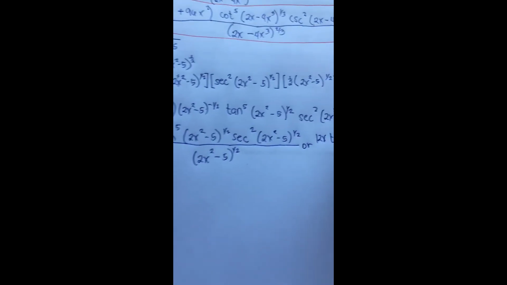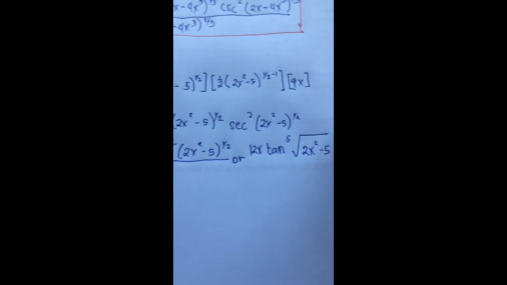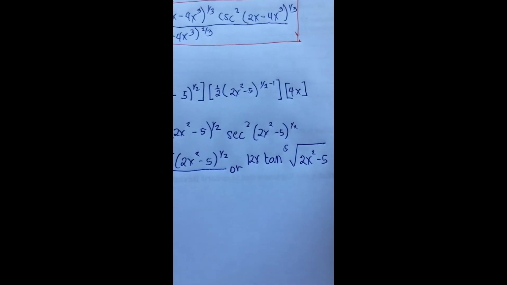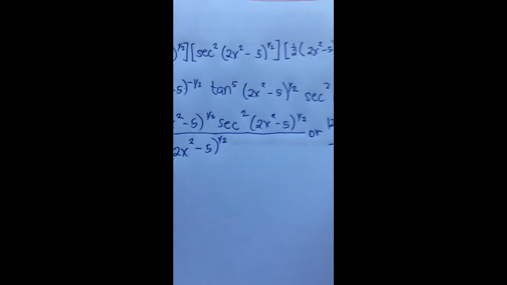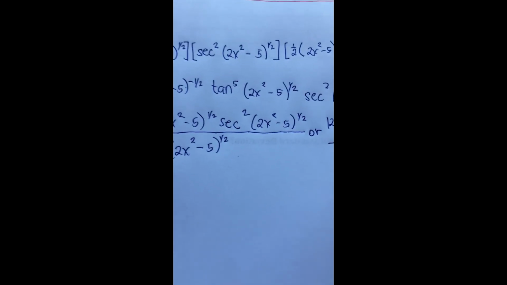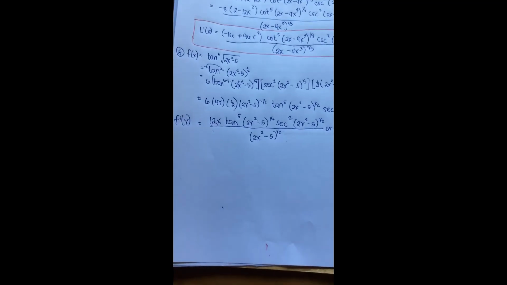Square root. Ang isa ay secant, square root, over, ito, square root. So, depende na sa inyo ano pipiliin nyo. Ito or ito. So, that's all.